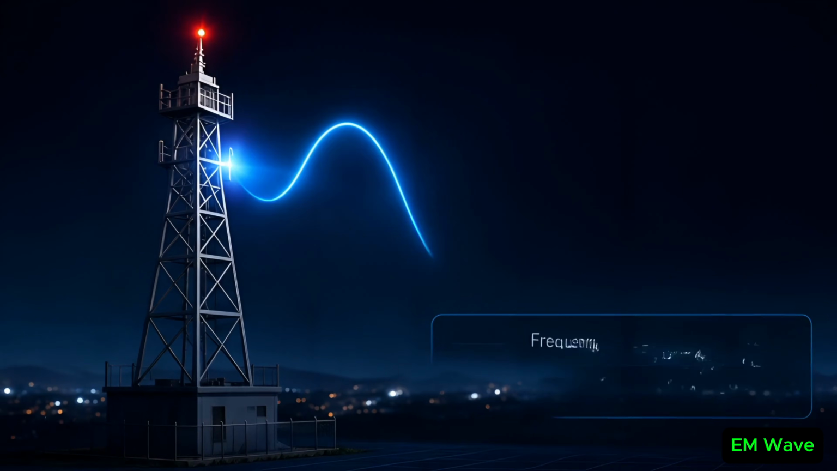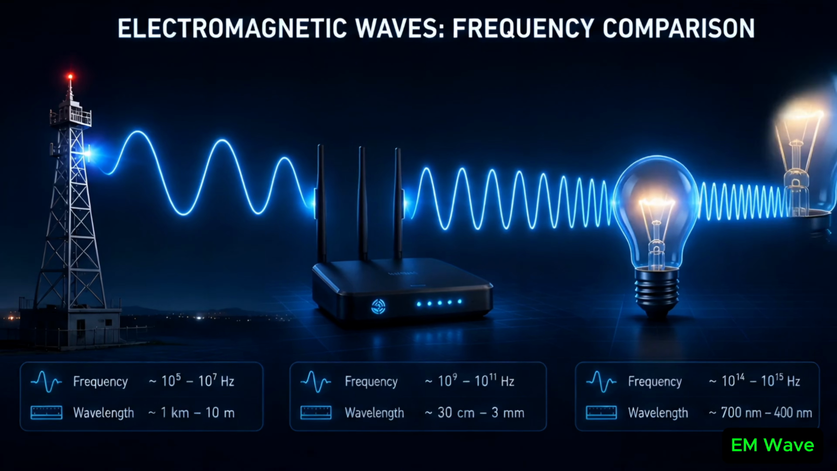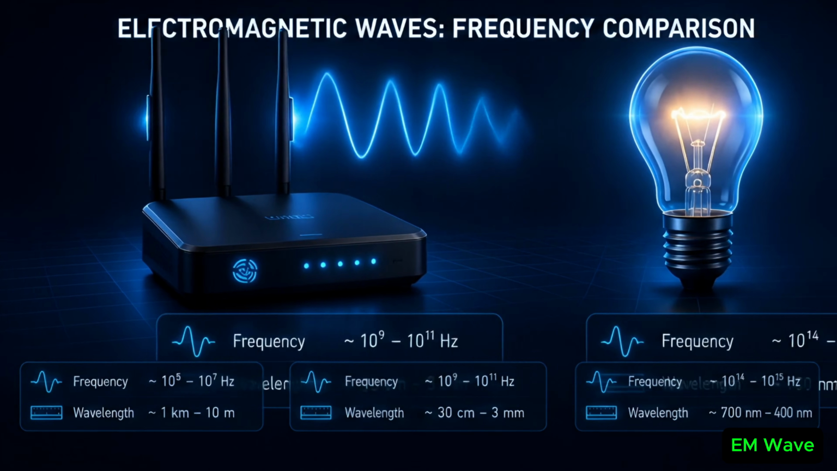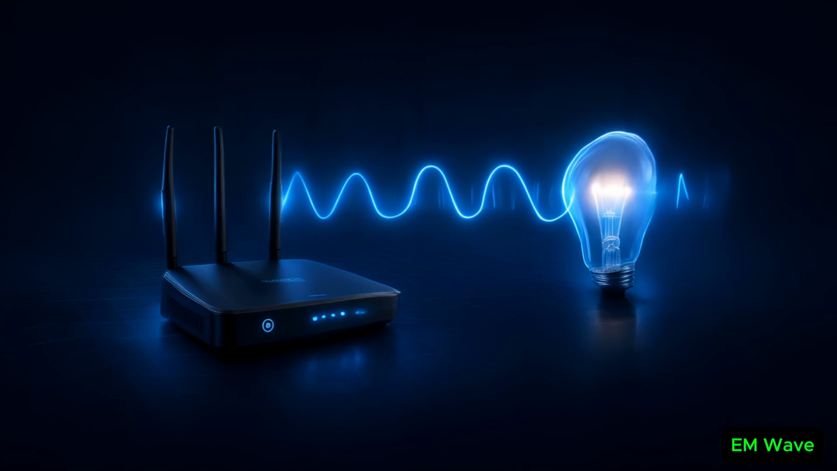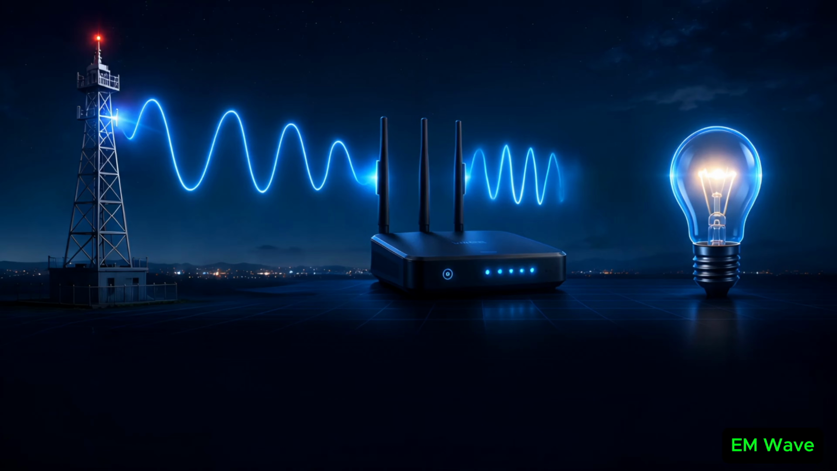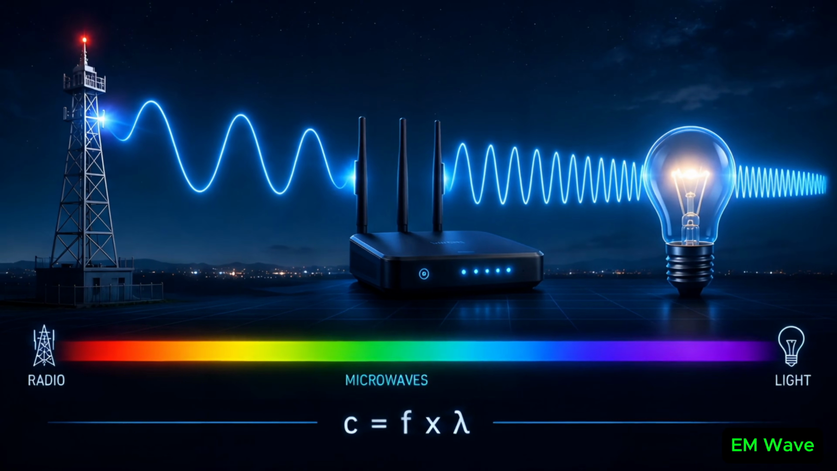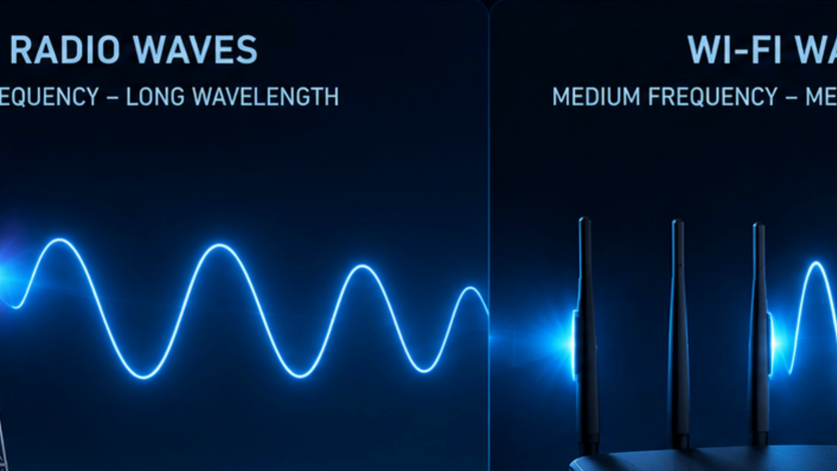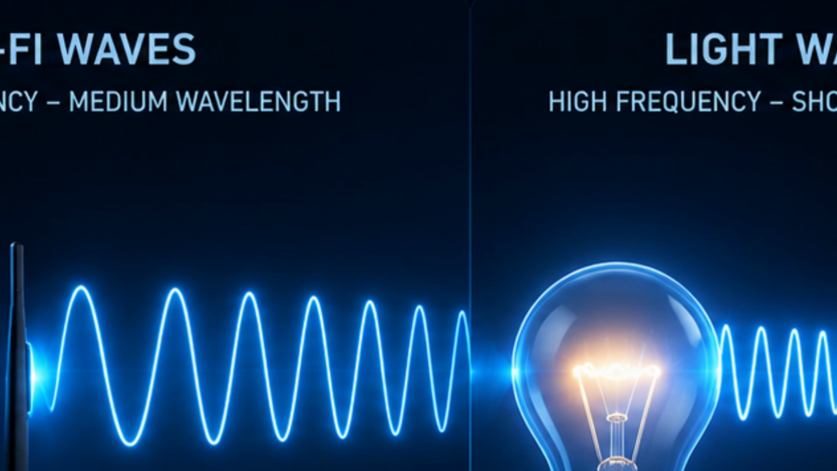Radio waves have relatively low frequencies and long wavelengths. Wi-Fi operates at higher frequencies and shorter wavelengths. Visible light has even higher frequencies and extremely short wavelengths. Yet they are all electromagnetic waves.